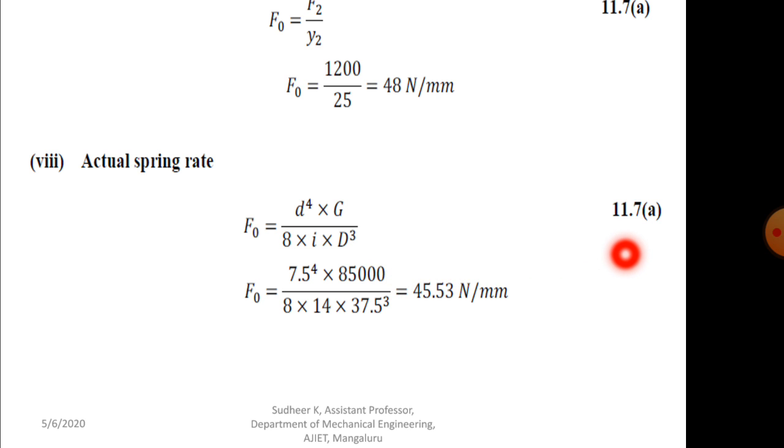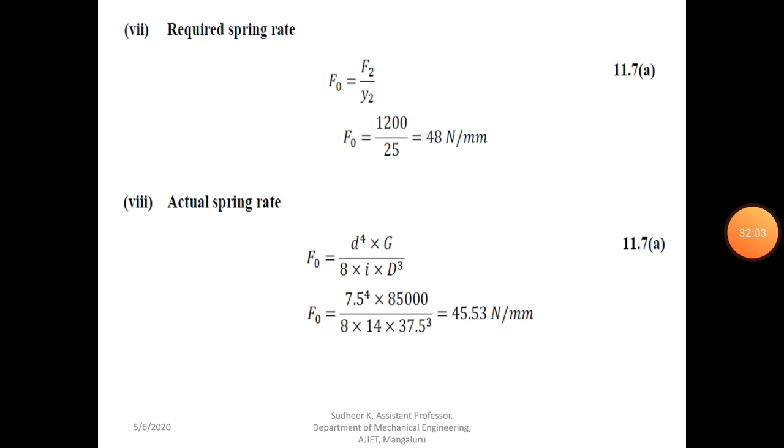That can be calculated with the help of equation 11.7a from your data book, from page number 170. That is about the actual spring rate. Similarly, if they ask you to find the pitch of the spring, that also you can calculate from the same table, that is 11.4 from page number 189 in your data book. Based on that you can also calculate the pitch.